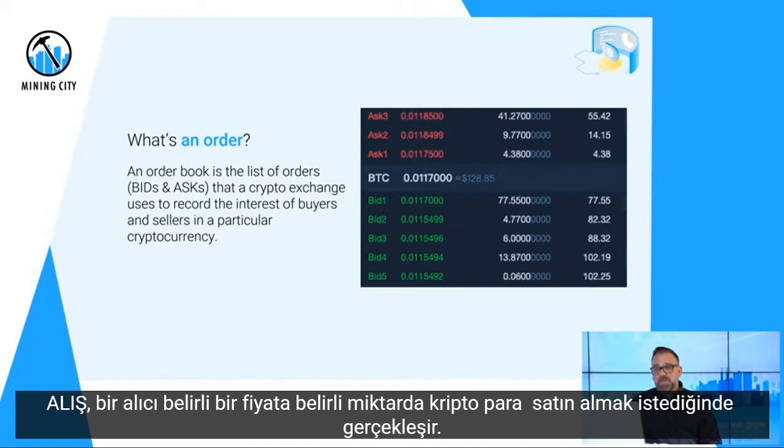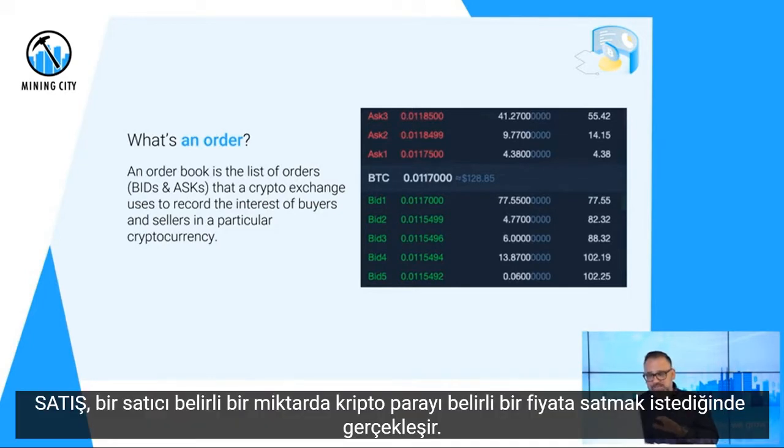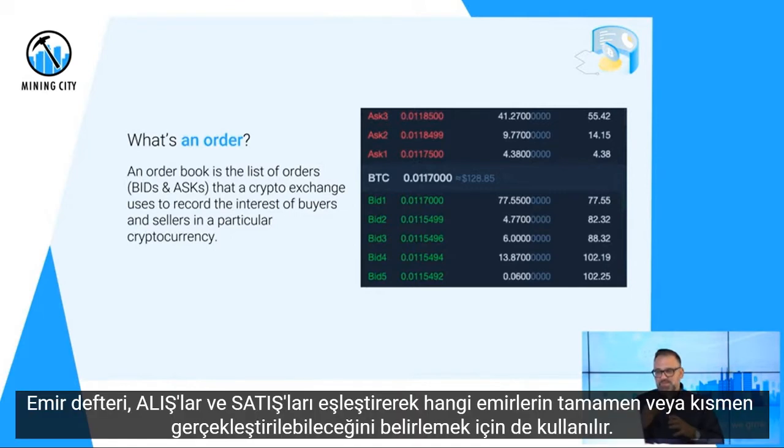A bid happens when a buyer would like to purchase a certain amount of cryptocurrency at a very specific price. And an ask happens when a seller would like to sell a certain amount of cryptocurrency at a specific price. The order book is also used to determine which orders can be fully or partially executed by matching the bids and asks.